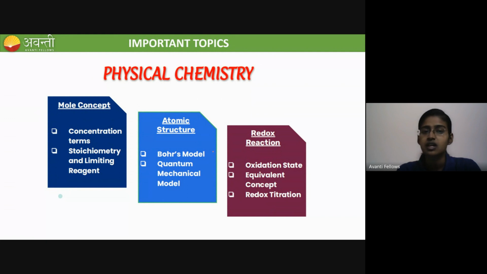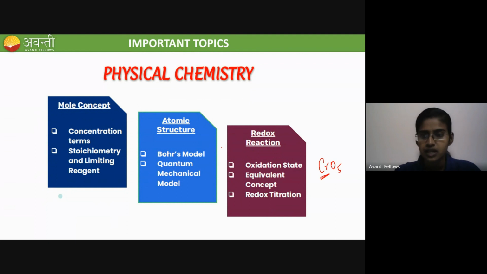Coming to redox, you should know how to find the oxidation state of an element. I hope you all know this by now. That is very important. Some special cases also exist, for example CrO5. For CrO5 we cannot keep chromium as X and find the oxidation state. You have to draw the structure and then pick out the oxidation state of that element. So study all the special cases, and also the equivalent concept and redox titration part. At the end I will give you the formulas for the equivalent concept and all.